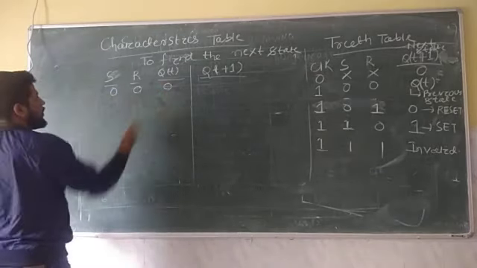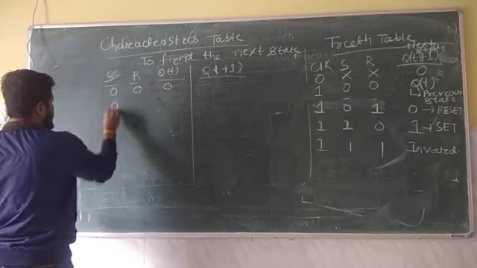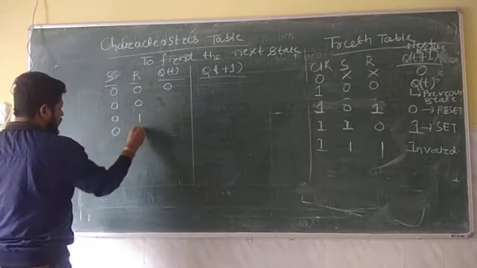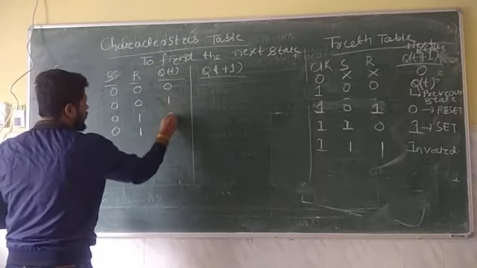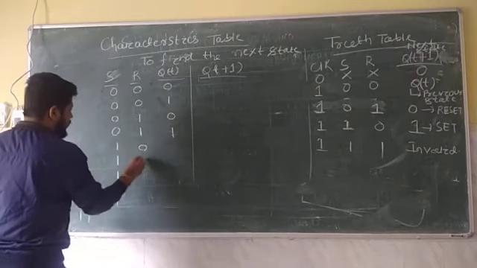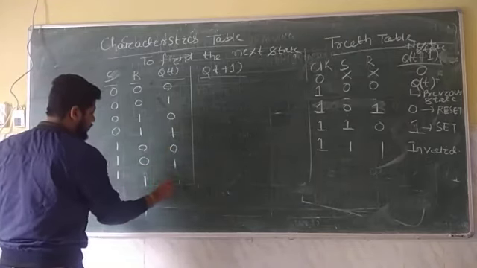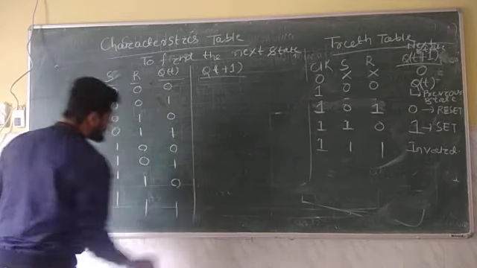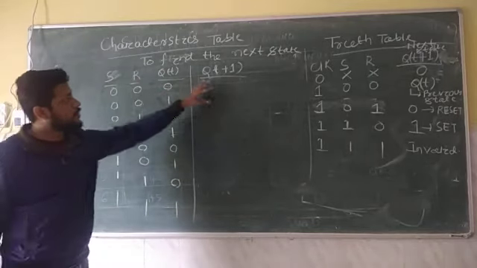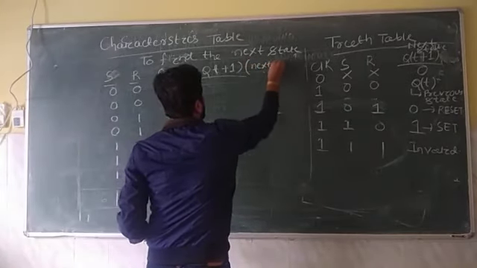So we have 3 variables, S, R, Qt, so we have 8 possible combinations. So how to write: 0, 0, 0, 0, then 0, 1, 1, we have 0, 1, 0, 1, then 1, 1, 1, 1, 0, 0, 1, 1 again, 0, 1, 0 and 1. Now we have S, R as the input, Qt is the previous state and Qt plus 1 is the next state.